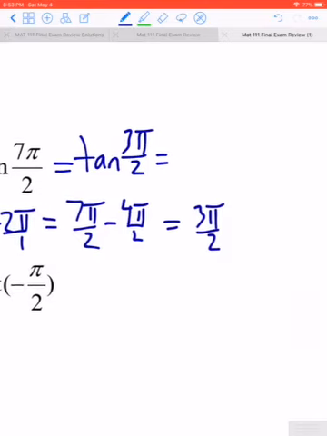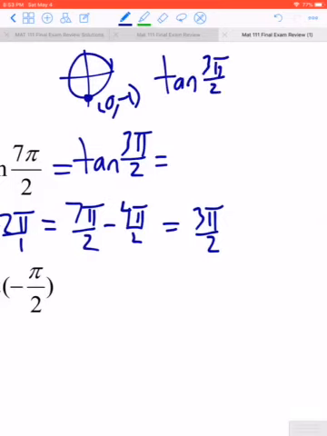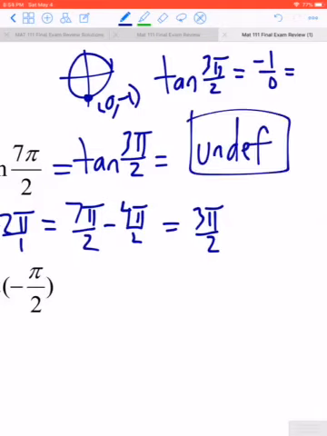This is one of our known quadrantal angles. 3 pi over 2 is right here. On the unit circle, this would be the ordered pair 0, -1. The tangent of that angle should be the ratio of the opposite over the adjacent, or it's the y over the x value, which is going to be undefined, because you get a -1 divided by 0. So the tangent of 7 pi over 2 is going to be undefined.